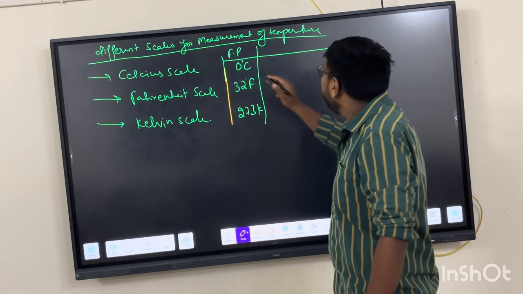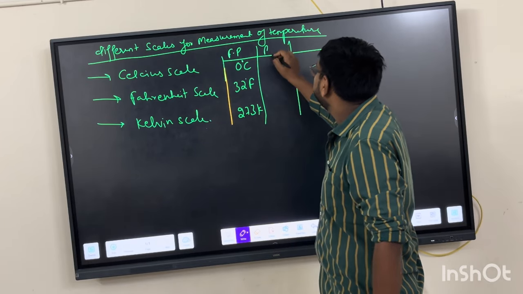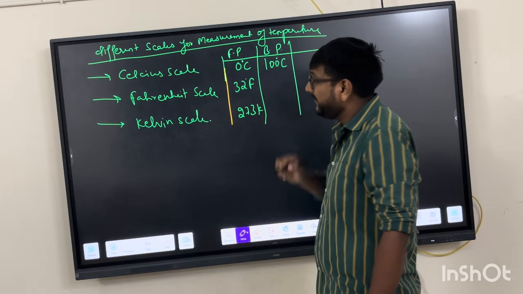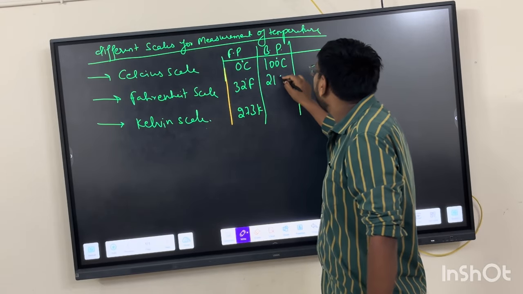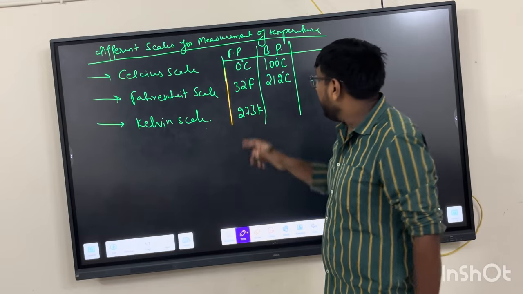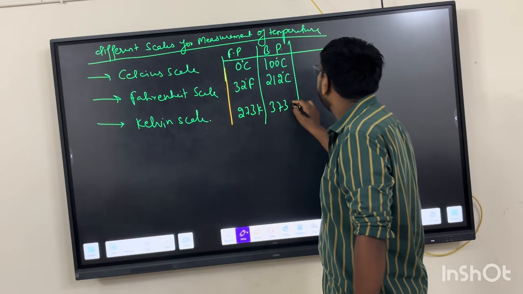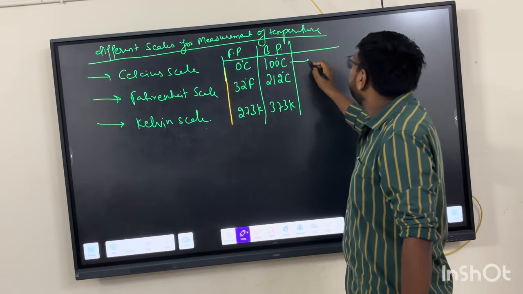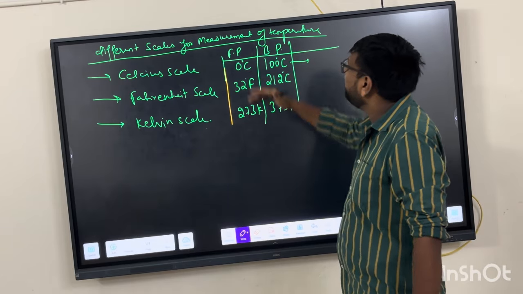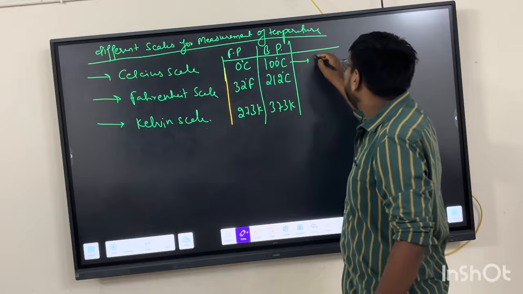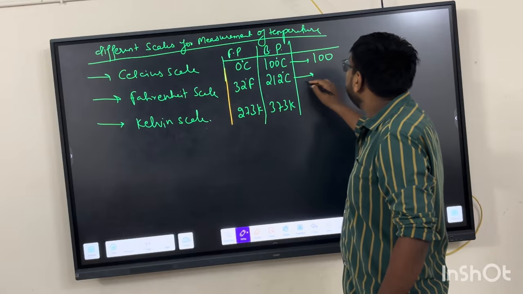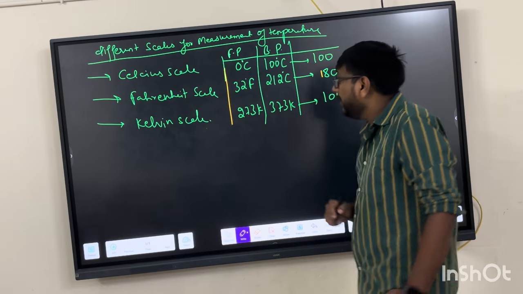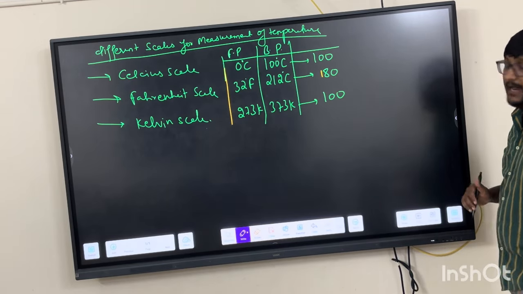Then coming to the boiling point. The boiling point in the Celsius scale is 100 degree Celsius. In the Fahrenheit scale we have 212 degree Fahrenheit. In the Kelvin scale we have 373 Kelvin as the boiling point. Now what is the difference in the reading between the freezing point and the boiling point? There it is 100. Here, if you subtract, it is 180. Here again it is 100. So freezing point and boiling point we have to know.